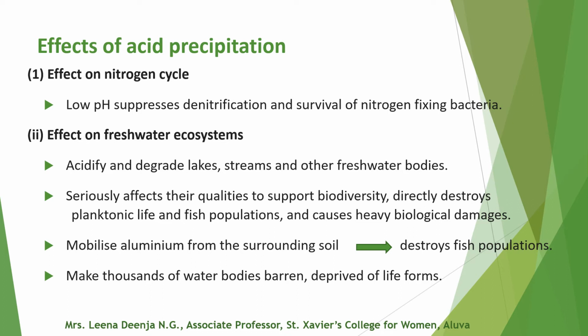In addition to these direct effects, precipitating acids mobilize aluminium from the surrounding soil. Acid contaminated aluminium is highly toxic. It reaches the freshwater bodies through runoff routes and destroys fish populations. Thus, progressively increasing acid levels may make thousands of water bodies barren, deprived of life forms.